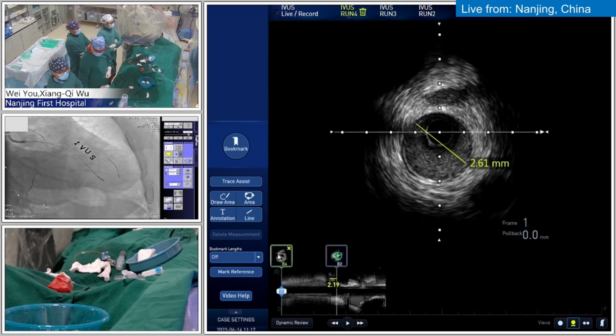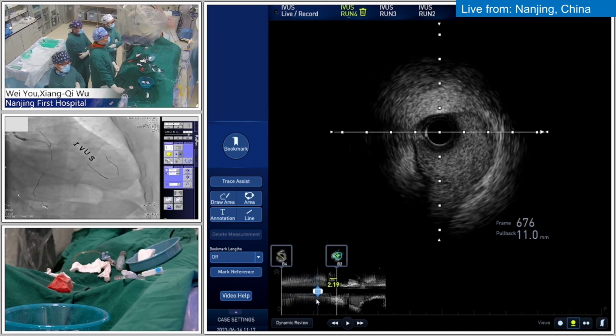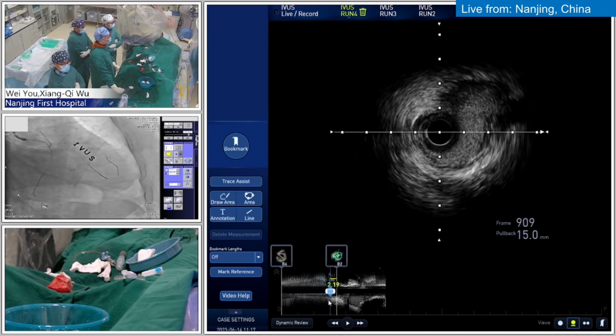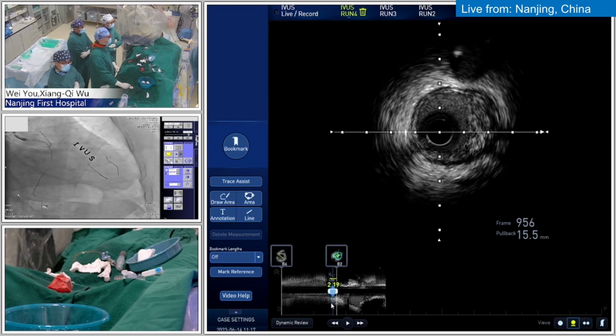The second round we check IVUS from the circumflex to left main. We can see the distal circumflex is normal. The vessel diameter is about 2.6 millimeter. Then go and pull back. The circumflex is normal. Here, this is the proximal circumflex, and we can see eccentric plaque near the ostium circumflex.